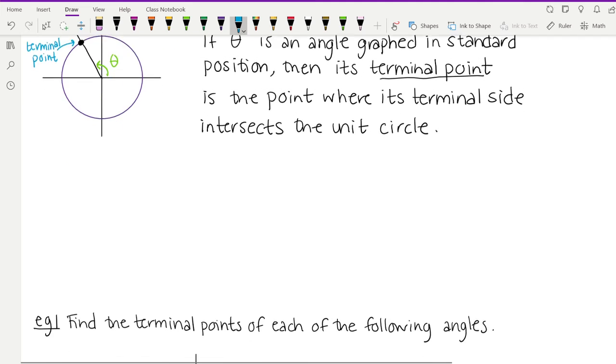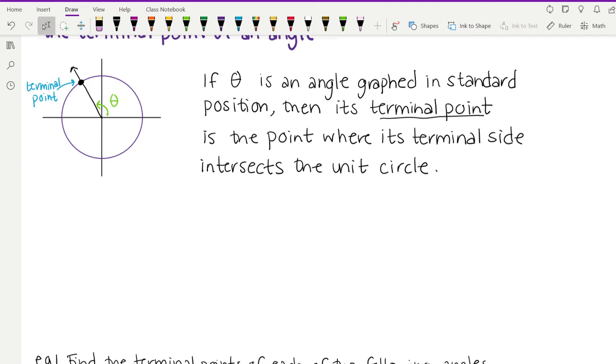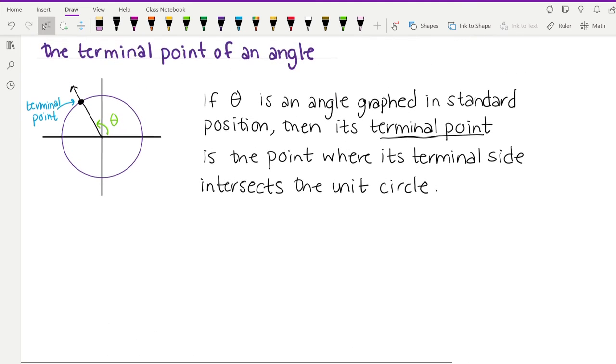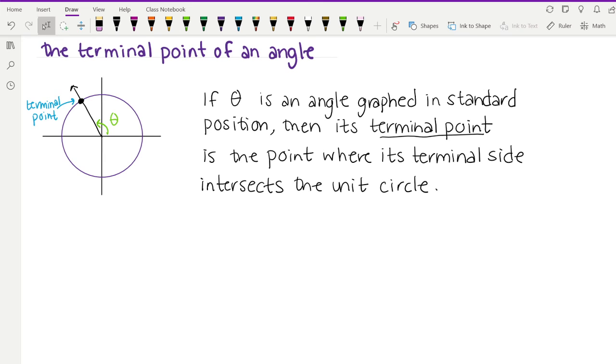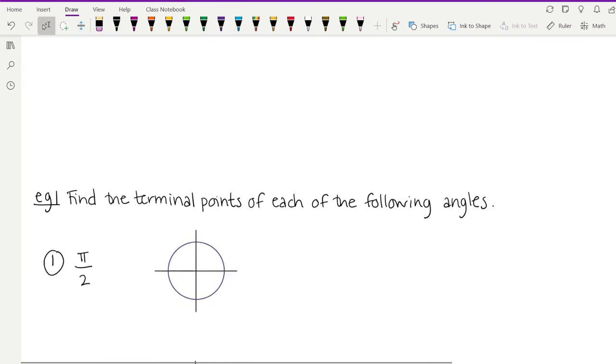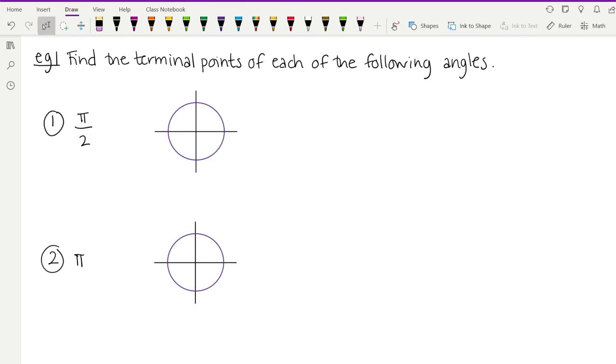Okay, so I want to do some practice finding the terminal points for some different angles. Again, trust me that this is going to be important. It might seem a little random right now, like why are we doing this? But when we get to trigonometry, we'll see that this is essential. So very important stuff for the remainder of the class.